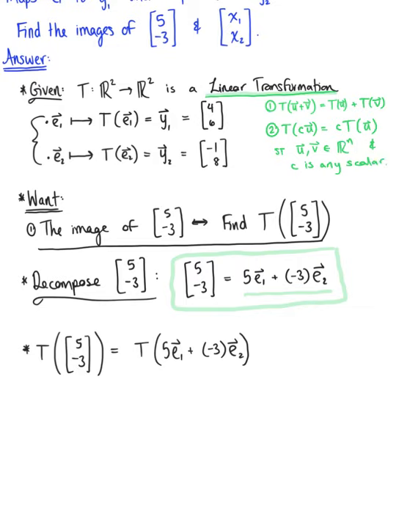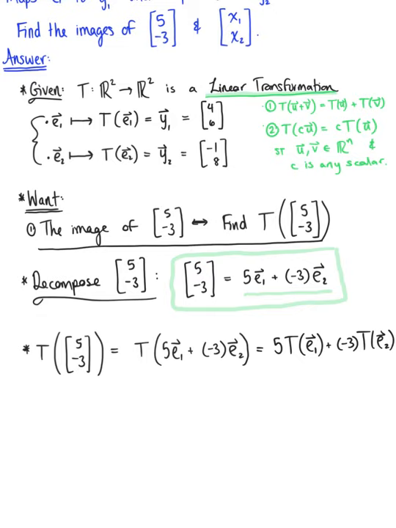So just by knowing that this transformation is a linear transformation, we can apply these properties. So let's do that here. We can further decompose this image to the sum of the scalar multiples of the individual vectors. So we have 5 multiplied by the image of the elementary vector e sub 1 plus negative 3 multiplied by the image of the elementary vector e sub 2.